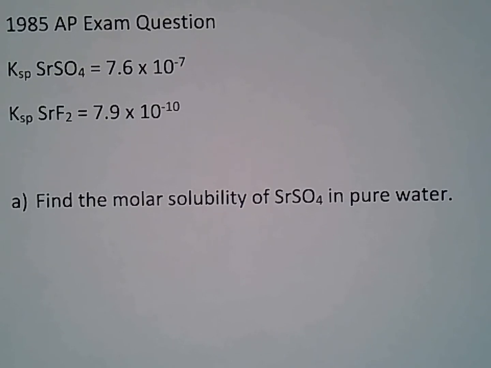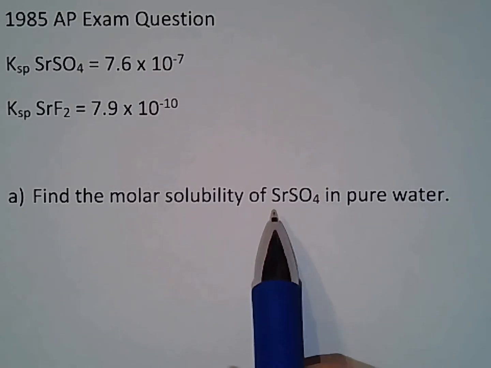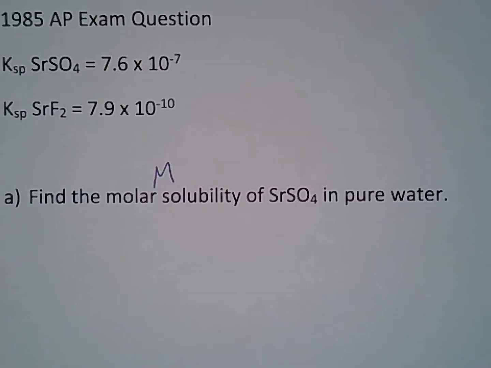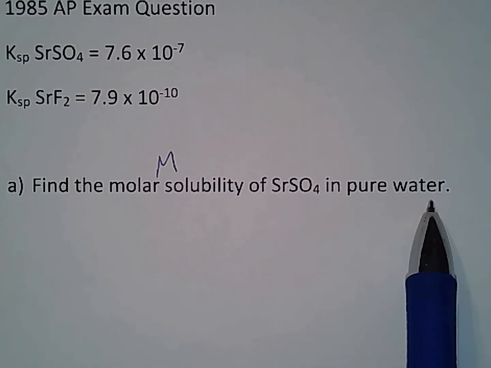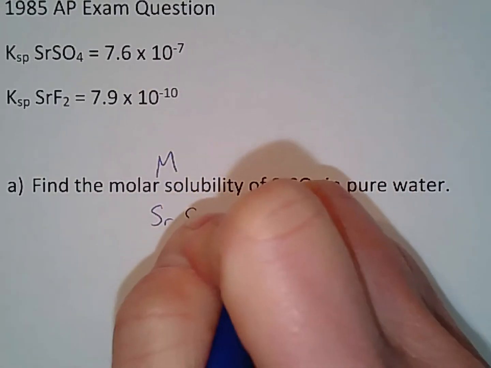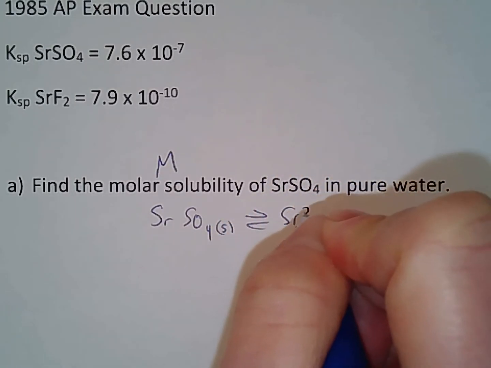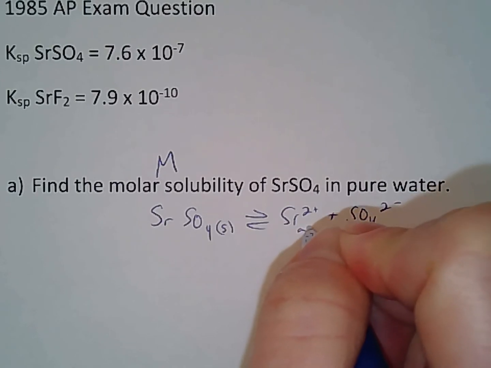And then they're going to ask you to find what we call the molar solubility of each one of the solids. So this is strontium sulfate. Again, molar solubility just means molarity of each one of those ions. And they will usually be pretty specific on the AP test to do it in pure water. So I'm going to write the equation. Strontium sulfate is breaking up into strontium ions and sulfate ions, and these are aqueous.